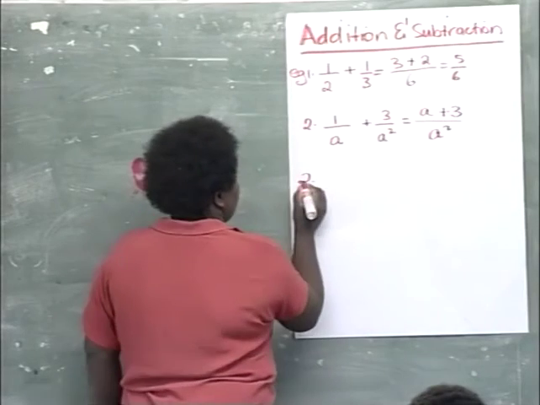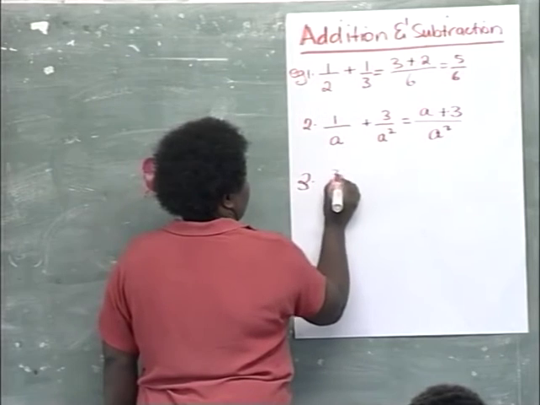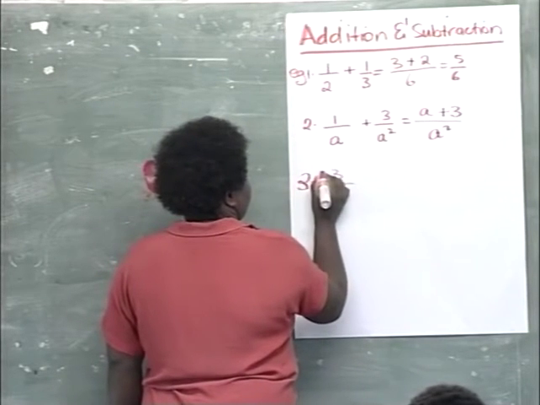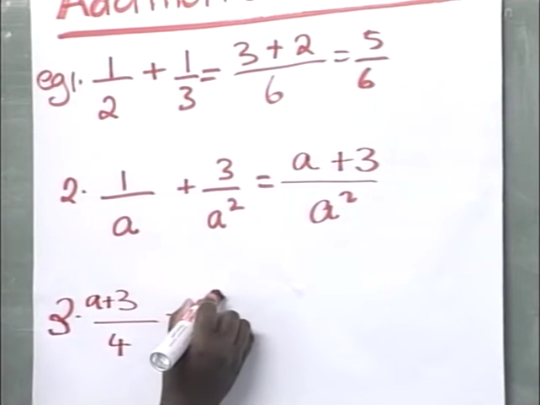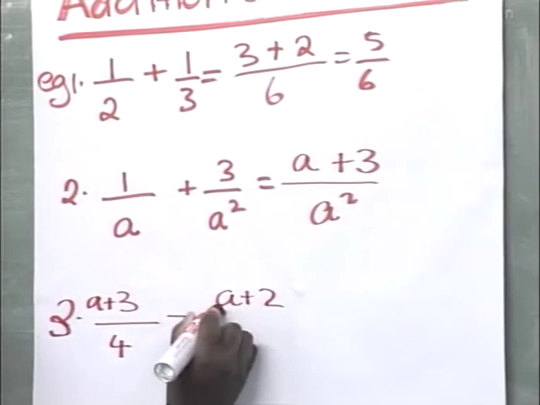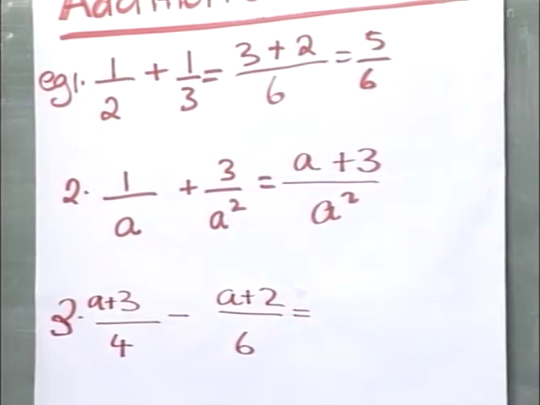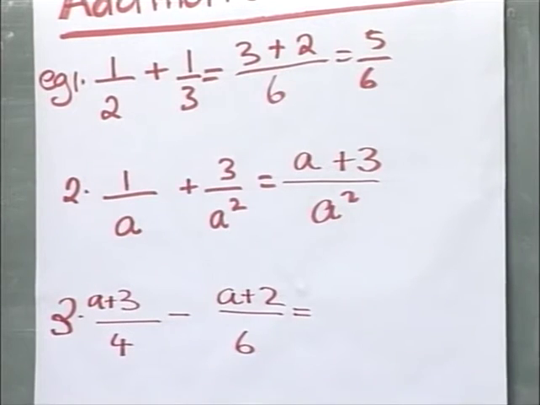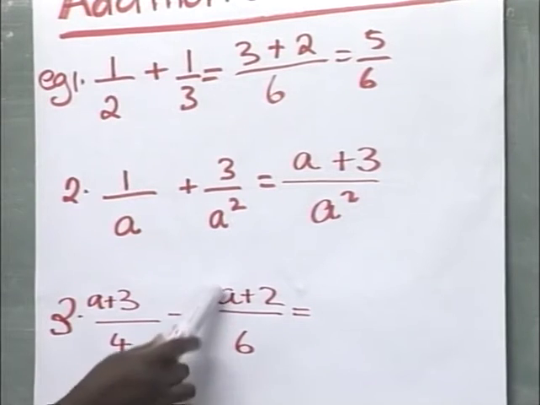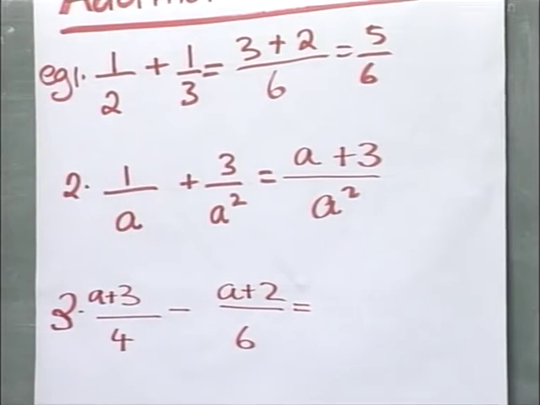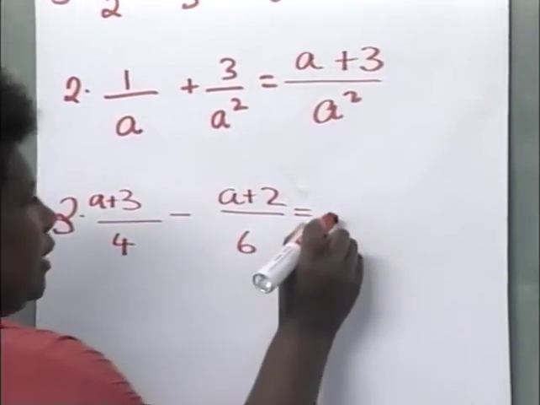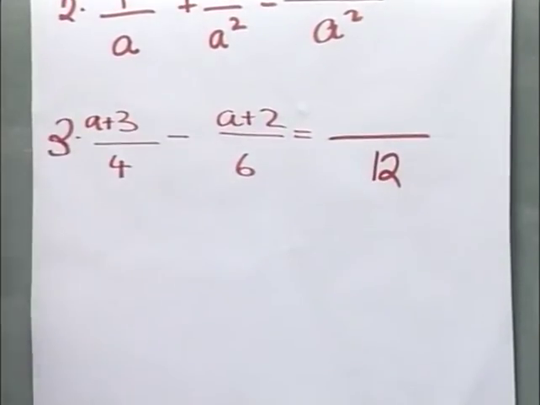Okay, example number 3. All right, a plus 3 over 4 minus a plus 2 over 6. This is what this means: I'm subtracting this fraction from this fraction. The lowest common multiple of 4 and 6 we already saw, we just mentioned it a few minutes ago, is 12.